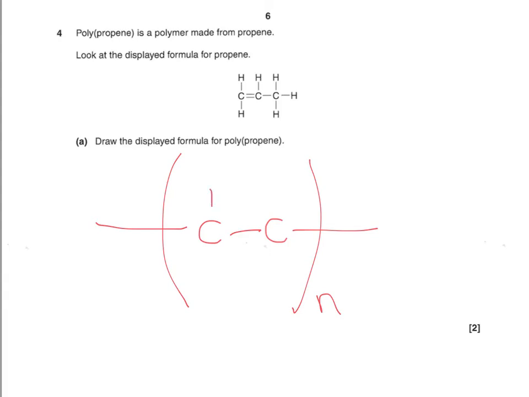Then you've just got to draw what is on these 2 carbons. So you've got an H and an H on this first carbon. On this second carbon you've got an H, and you've got this. So you've got to draw that, but a bit smaller, underneath. If you put this at the top instead, that would be fine.